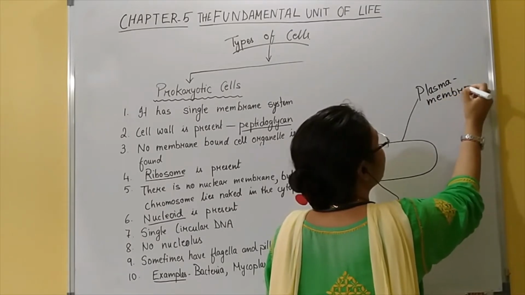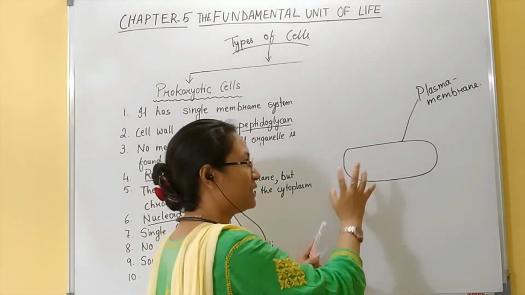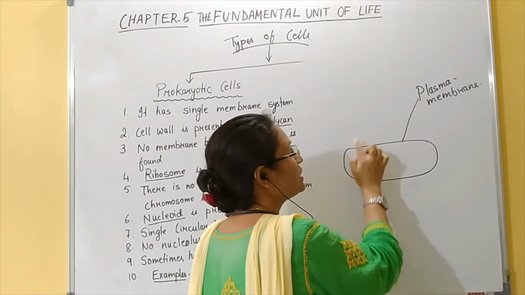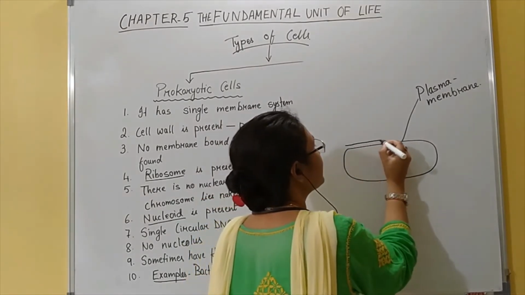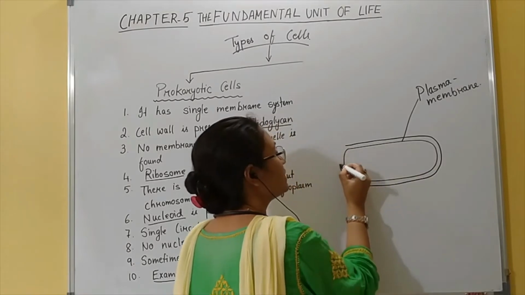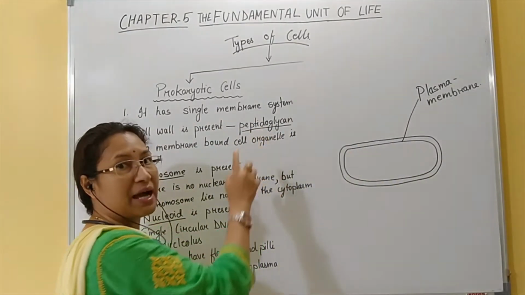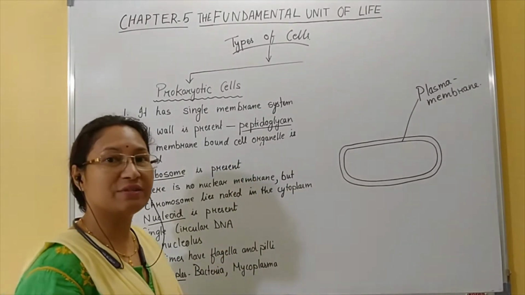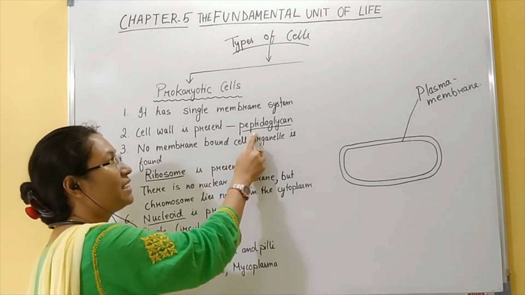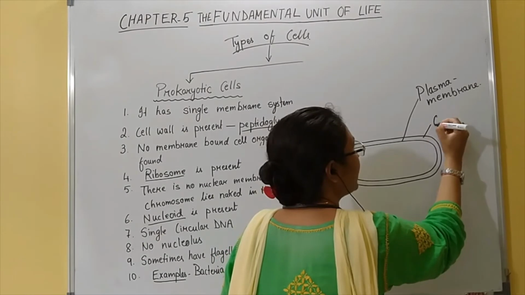The plasma membrane will provide you the shape and will give the rigidity and will keep all the components inside the cell intact. Then around this plasma membrane, in most of the cases, they will have a cell wall. Now this cell wall is made up of a special compound which is called peptidoglycan. Unlike in the plant cells where we have seen the cell wall is made of cellulose, here in the bacteria it is made up of peptidoglycans. So this is the cell wall.